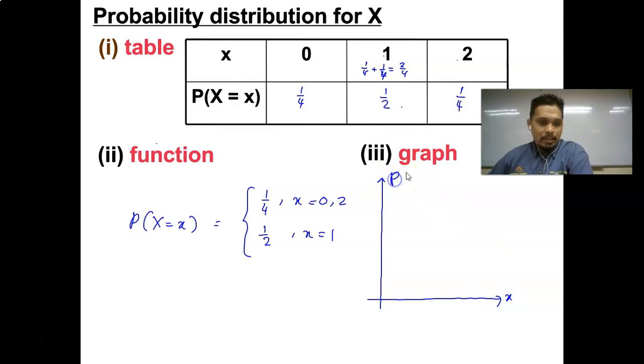x and the probability of x. So we got the result of 1 over 4, 1 over 2, when x equal to 0, 1, and 2. Now when x equal to 0, the probability is 1 over 4. When x equal to 1, it is a half. And when x equal to 2 here, the probability is 1 over 4.